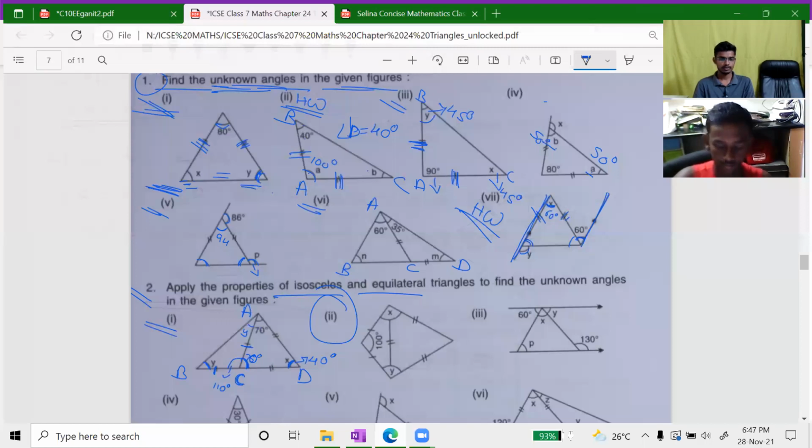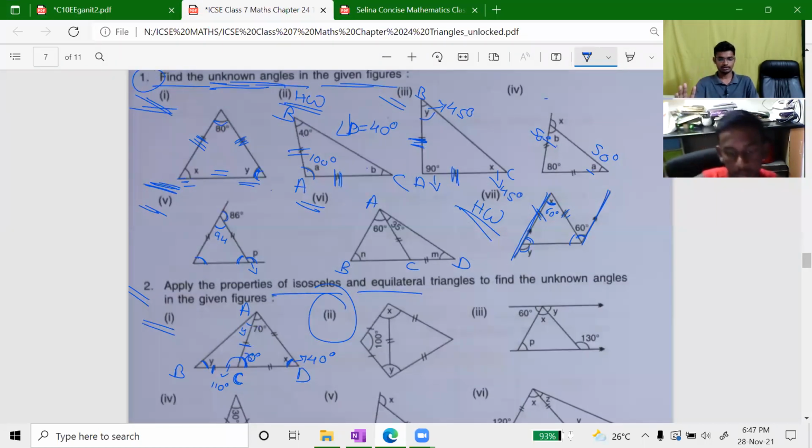So, any doubt in the second question? No, sir. Understood. Can you do it by yourself? Yes, sir. I can do it. Pakka, sir. Lock it. Yes, sir.